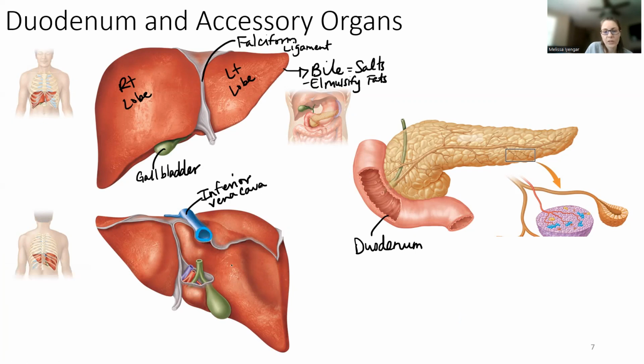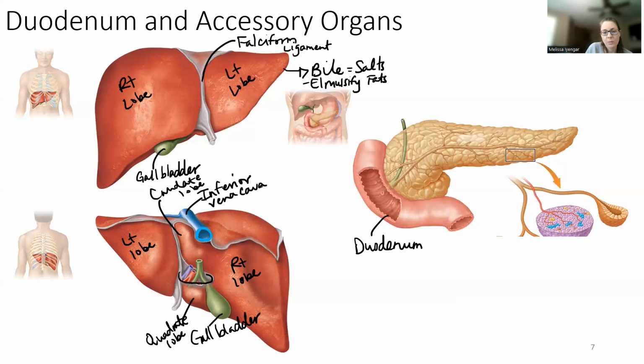So again, when we look here, this is the right lobe. How do I know that? There's the gallbladder. The gallbladder is in the right lobe, okay? And then this is going to be my quadrate lobe. And this is my caudate lobe. And then here's my left lobe. So again, the falciform ligament helps me figure out right from left.